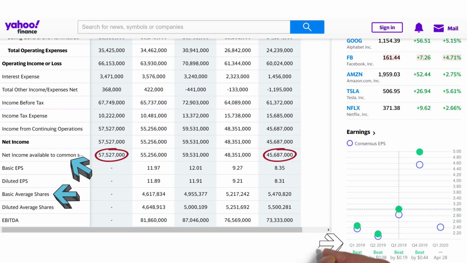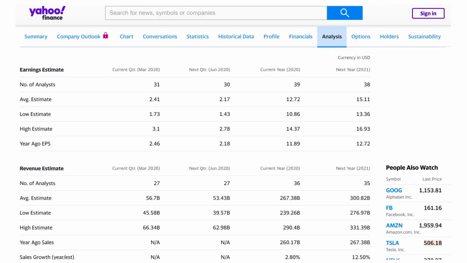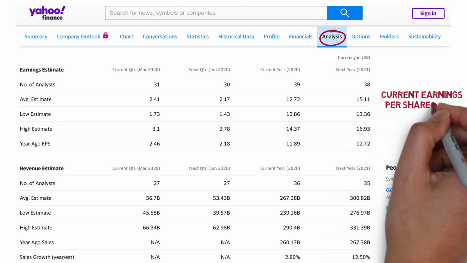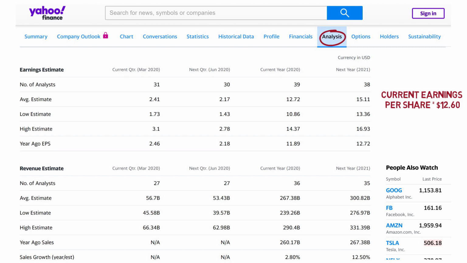Looking at the side, we see that Apple has been consistently beating the earnings predictions made by analysts for the last 4 quarters. In other words, Apple has been earning more money than experts have expected each quarter for at least a year. On that note, let's look at the Analysis tab. Here we see what the experts or the analysts are expecting for Apple. In case you don't remember, Apple's current earnings per share is $12.60. Analysts are expecting that to go up to $15.11 by next year in 2021. That is a very positive sign.